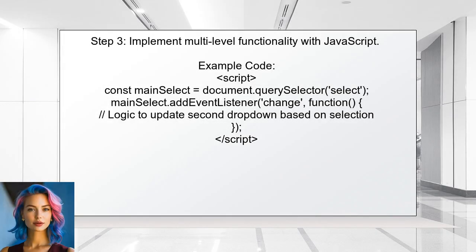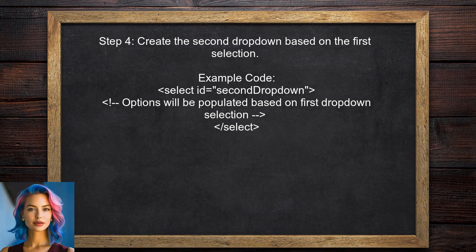Now, to implement the multi-level functionality, the user needs to use JavaScript. This will allow the drop-down to change based on the selection of the first drop-down. Finally, the user should create the second drop-down that will display options based on the selection made in the first drop-down. This will enhance the user experience.